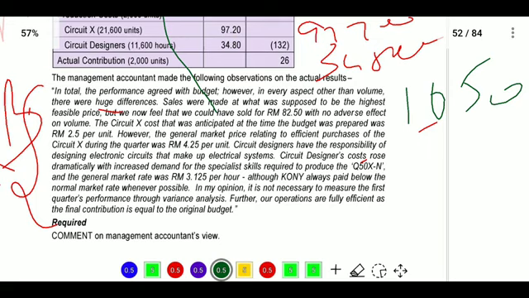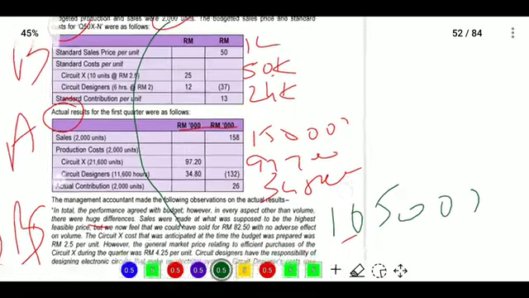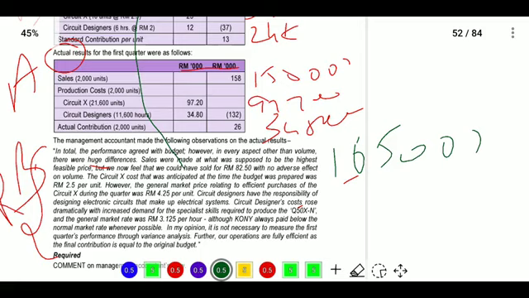Next, the circuit X cost that was anticipated at the time the budget was prepared was 2.5 per unit. However, the general market price relating to efficient purchase of circuit X during the quarter was 4.25. So 4.25 into how many units? 2000 units into 10, so 10 into 2000 into 4.25. How much will it become? 85,000. It is revised budget.